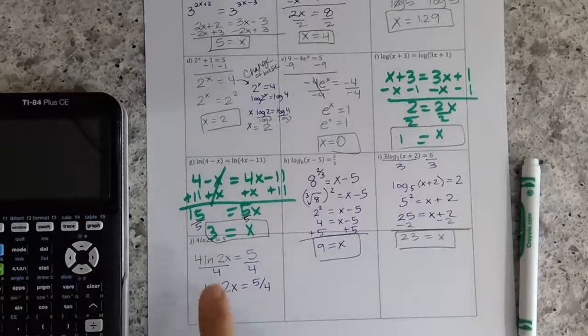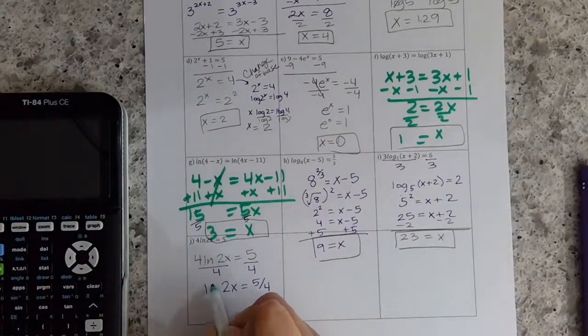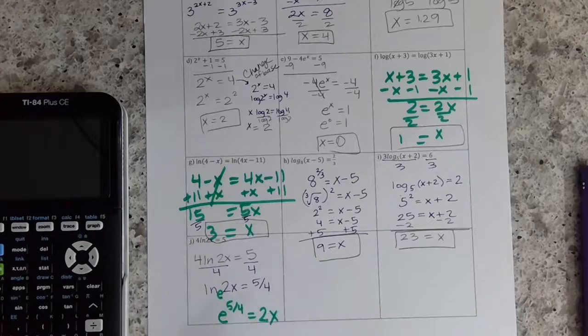How do you change that one from logarithmic to exponential? That's natural log. What's your base here? When it's natural log, it's an implied base e. Maybe I'll make this a bonus one because I don't think I did that in your notes. So we're going to change that to e to the 5/4 equals 2x.